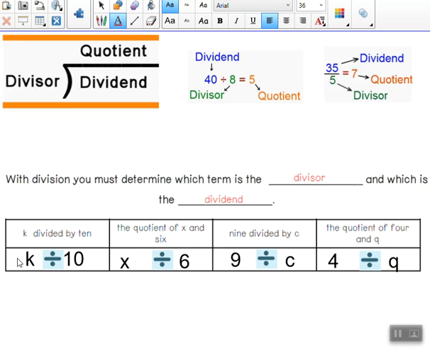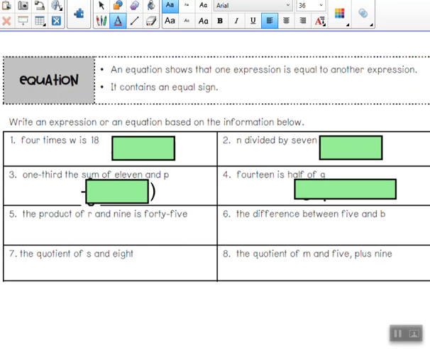So the dividends typically go first, the divisors go second. These are all pretty straightforward, not a lot of curveballs in that section. Now there's also equations, okay? And this is switching gears a little bit from expressions. Equations show that something is equal to something else. So now we're talking about equivalence. This side is equal to the other side. So we do have an equal sign.